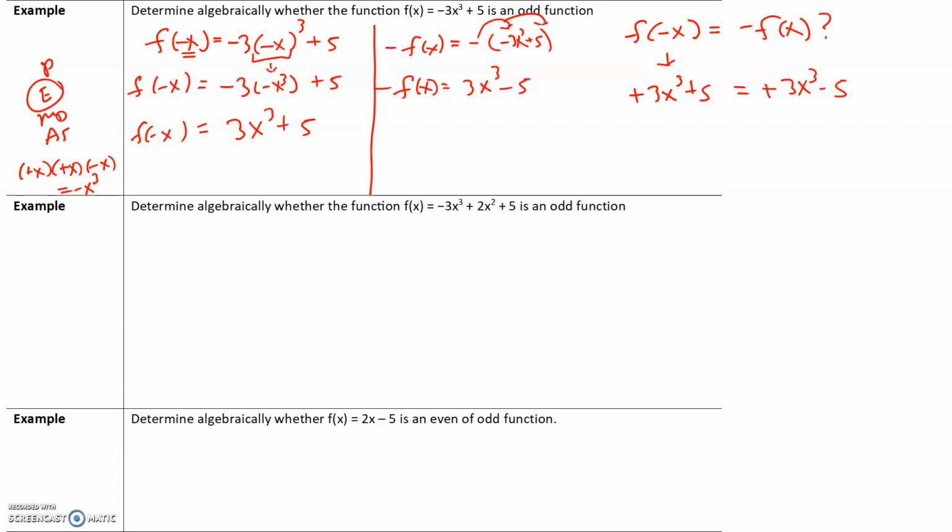So now we want to compare: does f of negative x in fact equal negative f of x? It doesn't, because we got a plus 5 and a minus 5. So therefore, this is not an odd function.